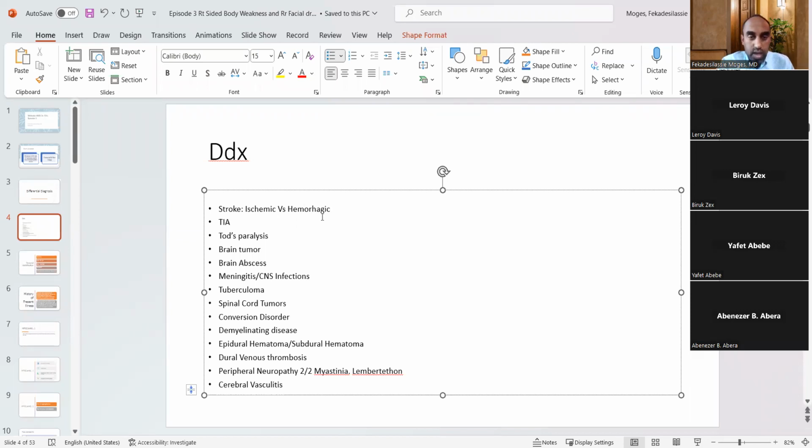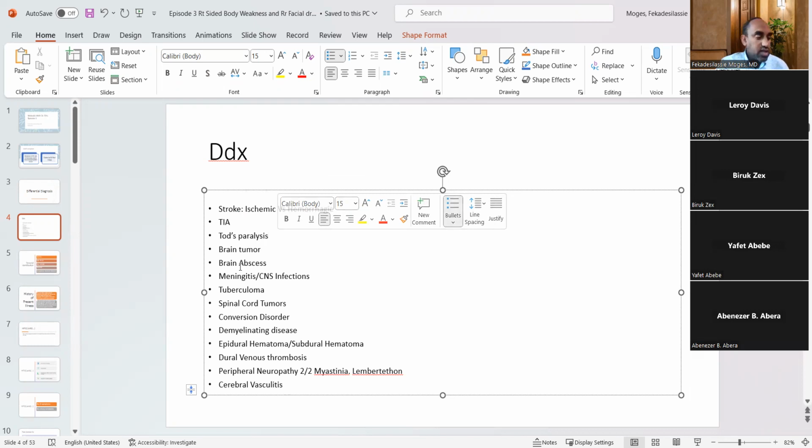So I think we can keep stroke, right? It's right-sided body weakness with facial droop. We can still keep this one based on the information. TIA is the same thing, transient ischemic attack. We can keep it. Todd's paralysis.